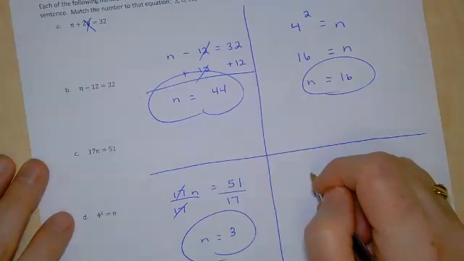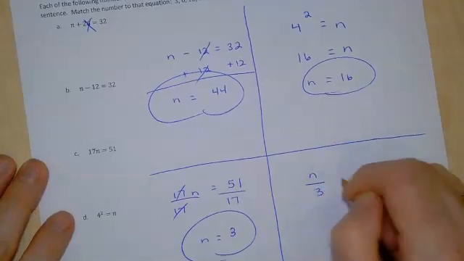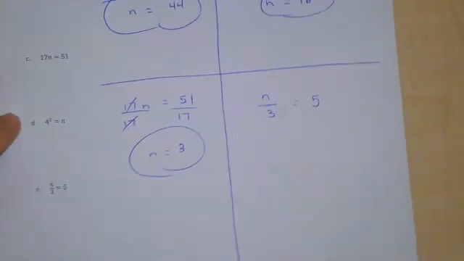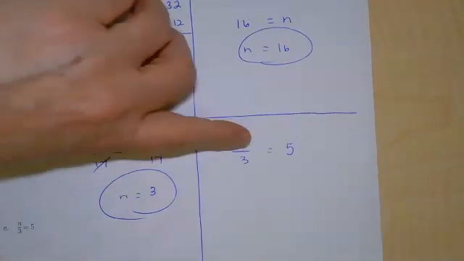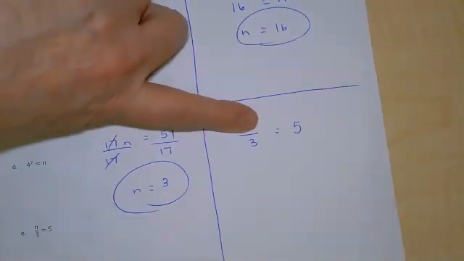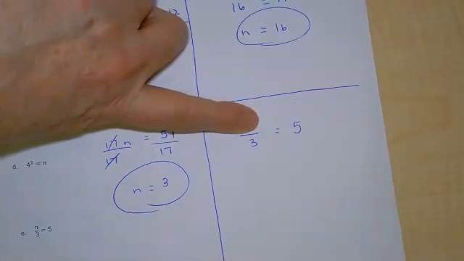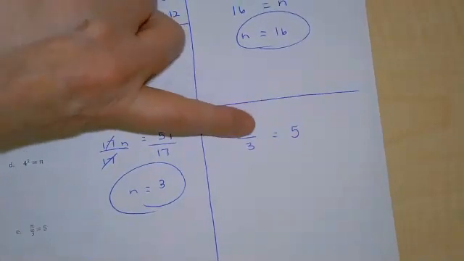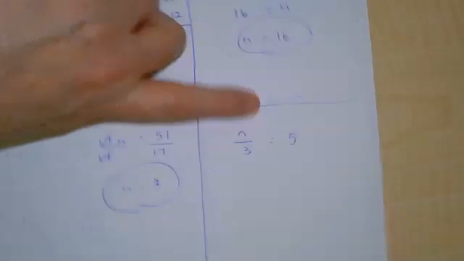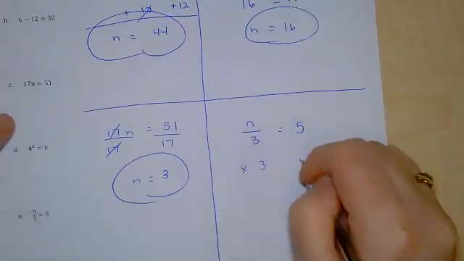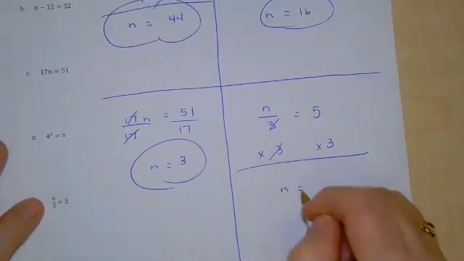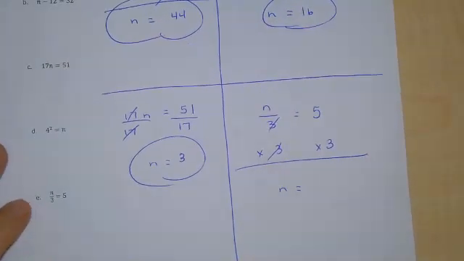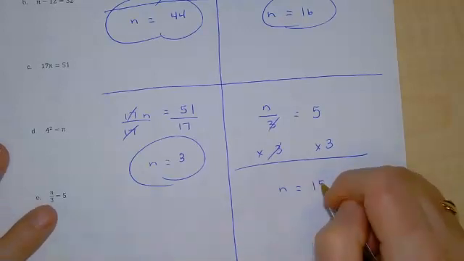Last one of the day. Here we go. N divided by 3. If I want n by itself, I have to get rid of divide by 3. Felicity, how do I do that? The opposite of divide by 3 is times by 3 on both sides. Good job. Cancel, cancel. N's all by itself. James? Beautiful.